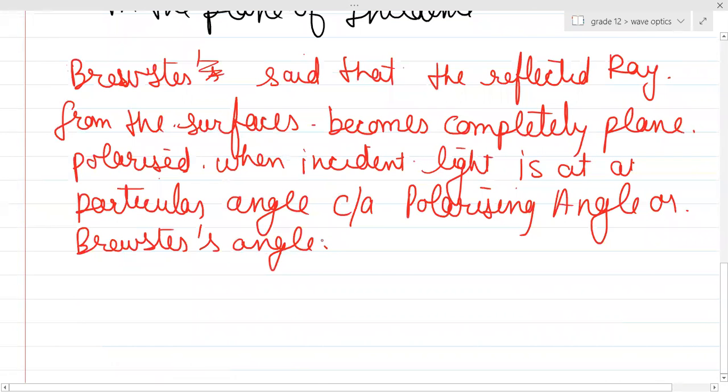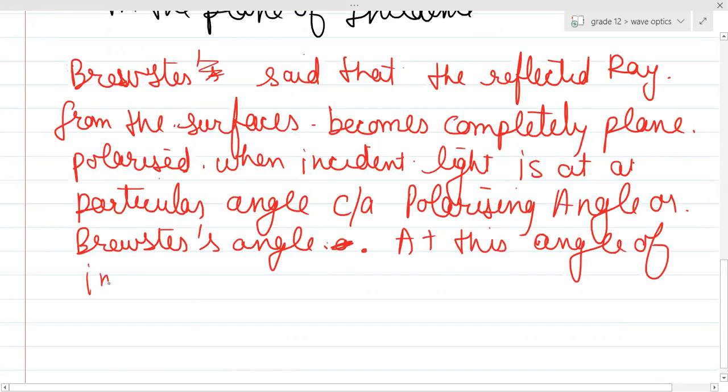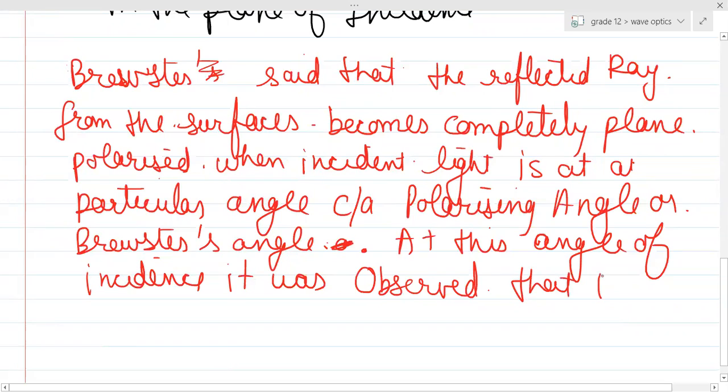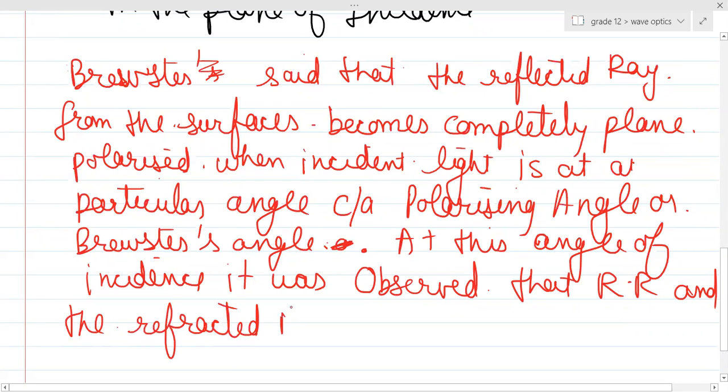So at Brewster's angle, at this angle of incidence, it was observed that the reflected ray and the refracted ray, you write the whole thing, otherwise you will get confused, such that the reflected ray and the refracted ray are perpendicular to each other.